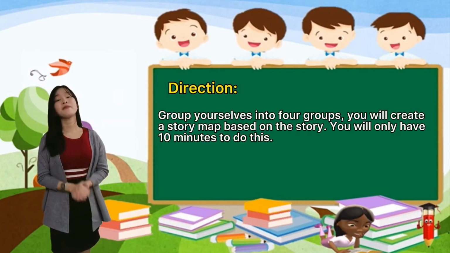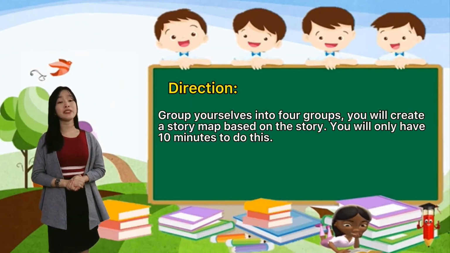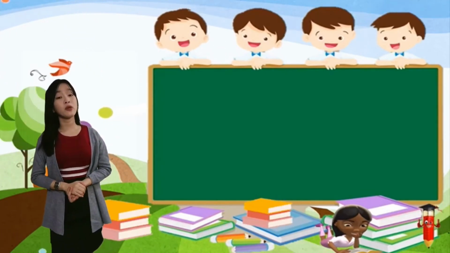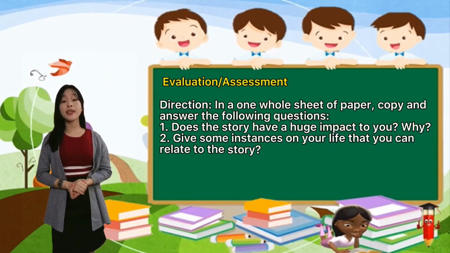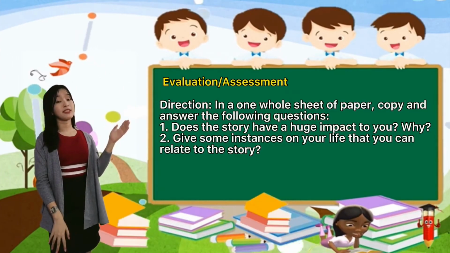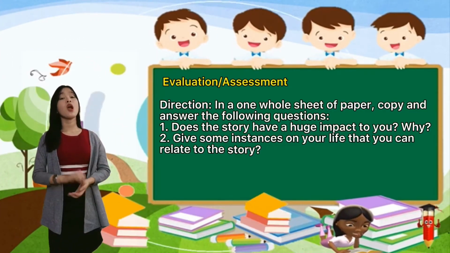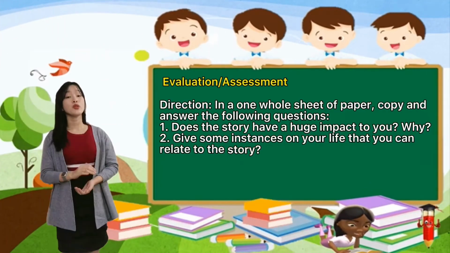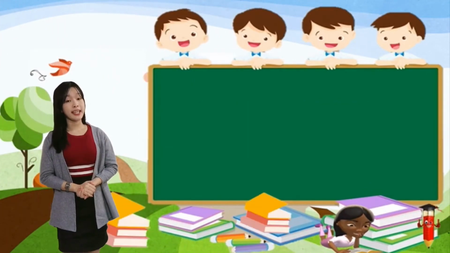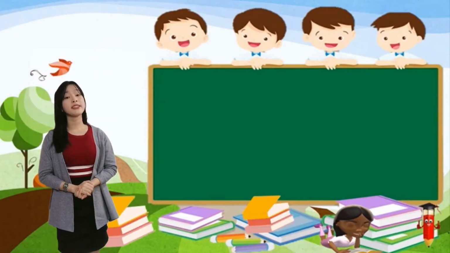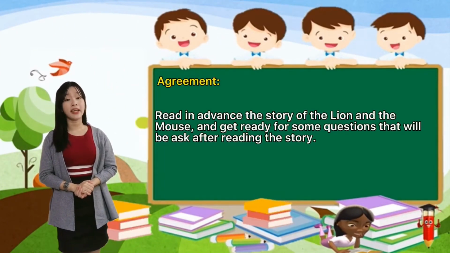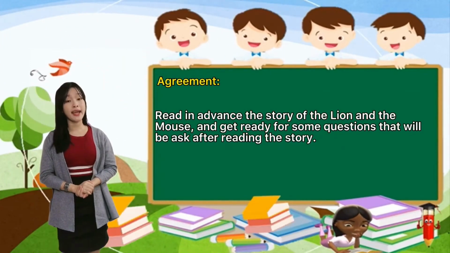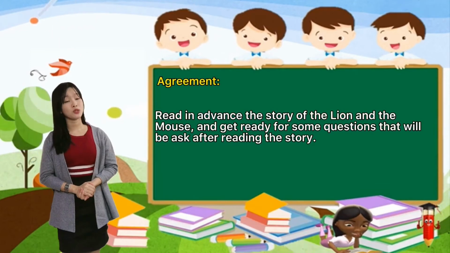Okay, time's up. Everyone did well. Give yourself a round of applause, please. Okay, on one whole sheet of paper, copy and answer the following questions. Okay, time's up. Please pass your paper at the front. So we're at the end of today's class. So I want you to read in advance the story of the lion and the mouse. And get ready for some questions that I will ask after reading the story.